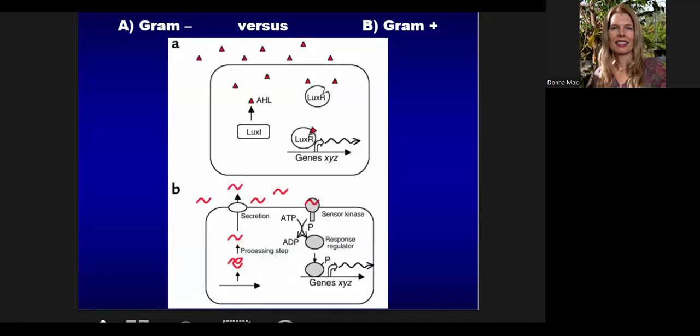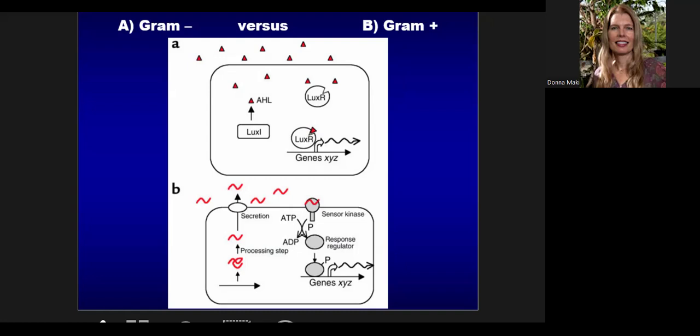Okay, here's one slide showing the comparison of gram negative versus gram positive. You can see the gram positive is a little bit more busy, a little bit more steps to it, but both very effective. So when they first looked into this, they're like, okay, gram positives do it this way, gram negatives do it that way. Well, the more you look in science, the more complicated it tends to get.